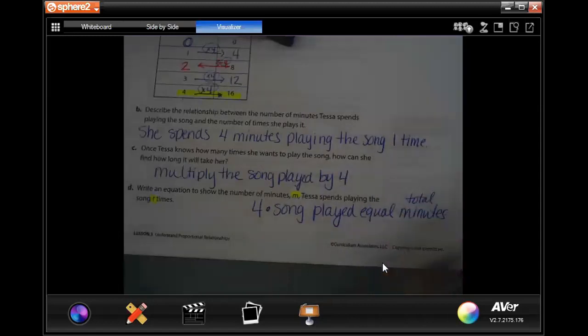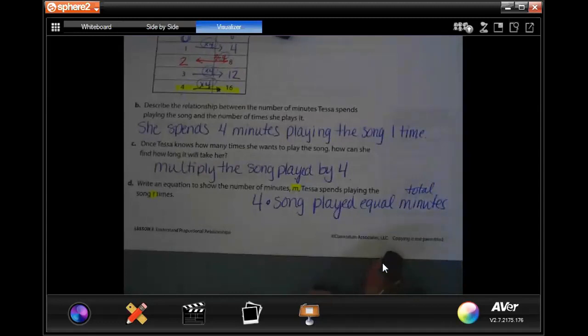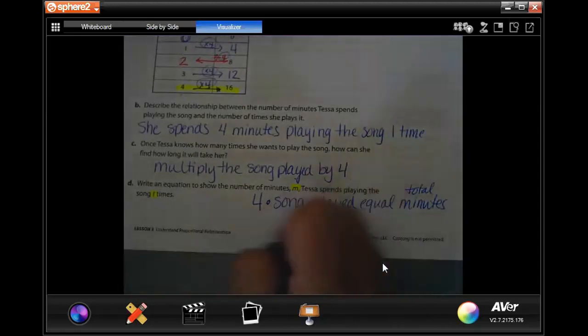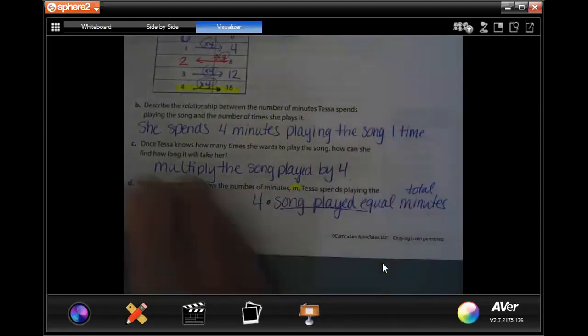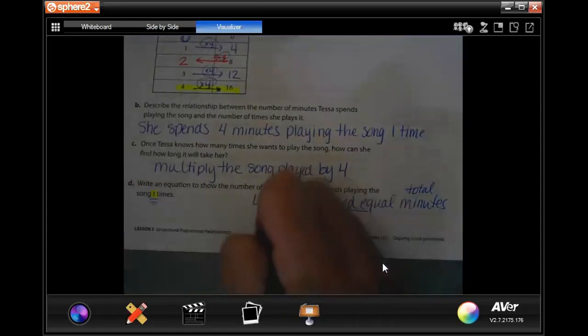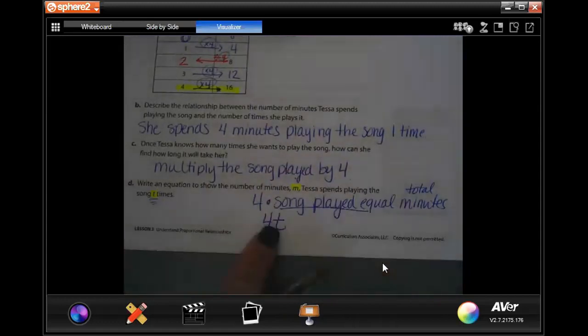So I wrote that out in words. Now let's write it out with our variables. So we know that songs played is T for time. So it's 4T. Notice I don't have to have a multiplication sign in between there, because when you put a number next to a variable, that automatically means multiplication.